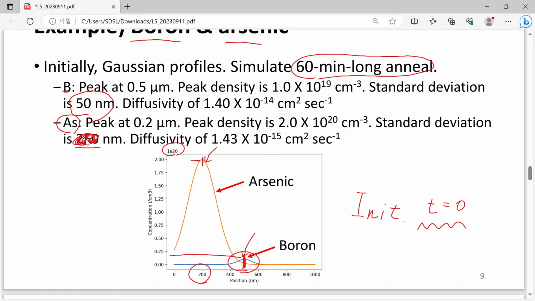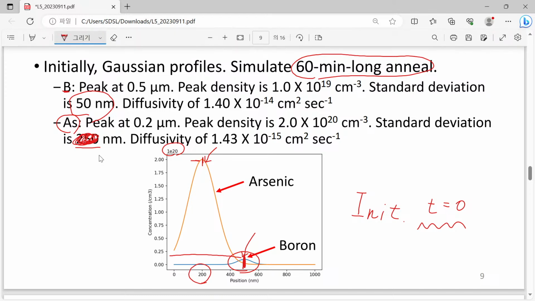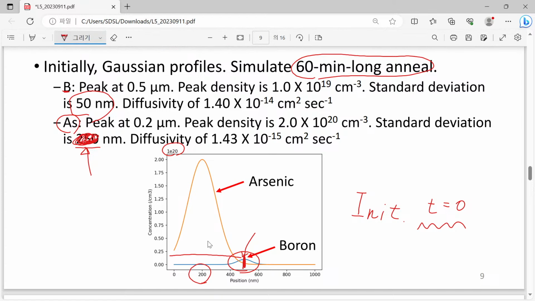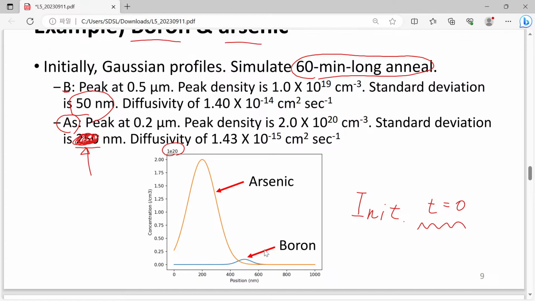So I will repost my corrected standard deviation. Please note that if you take this 250, then it will be much wider than this one. Sorry about that. I will fix this value and post it once again in our GitHub repository. Okay, so anyway, please consider this kind of initial arsenic and boron concentration.